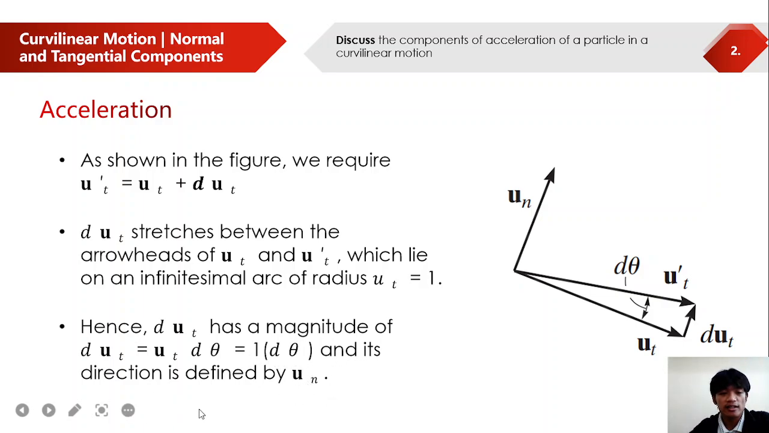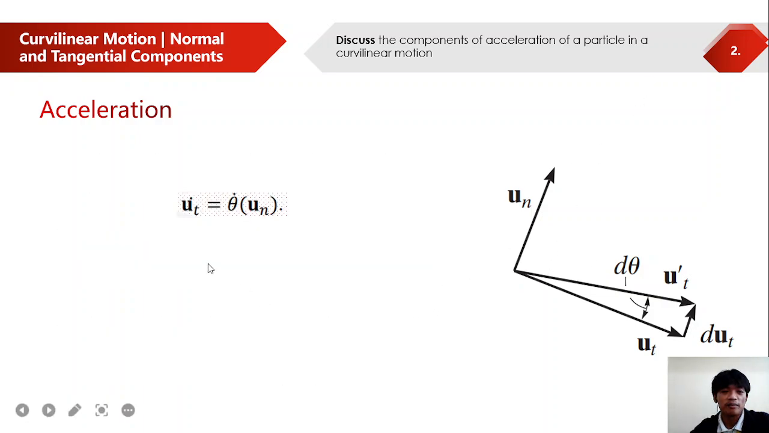Okay? And its direction defined by u sub n. Now, dito na nag-exist yung u sub n natin. Kasi yung direction niya ng du sub t is defined by u sub n. As you can see, pag ganun siya. Same, parallel with the direction of the u sub n. Pag ganun din, pag ganun. Okay, what will happen next? So, du sub t is equal to d theta times u sub n.